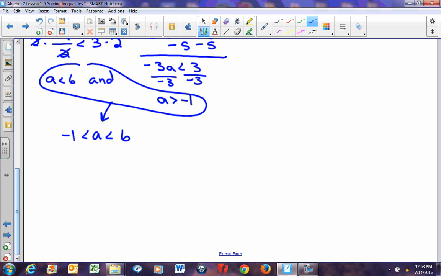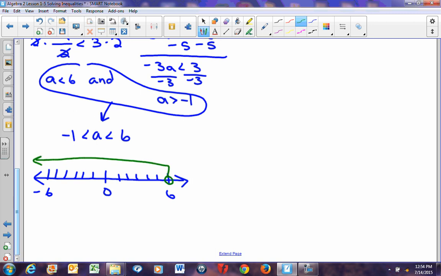That's what an and inequality says. Because if I was to graph this, if a is less than 6, I'll do this one in green, we would be going all the numbers that go that way. If a is greater than negative 1, and those in purple, that would be all the numbers going this way. And where do they intersect?